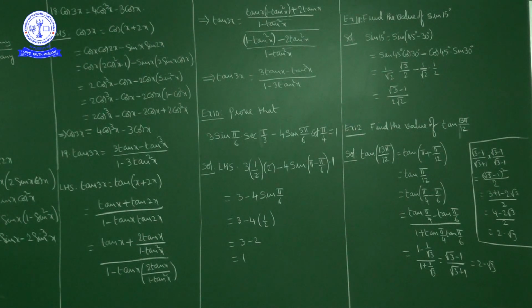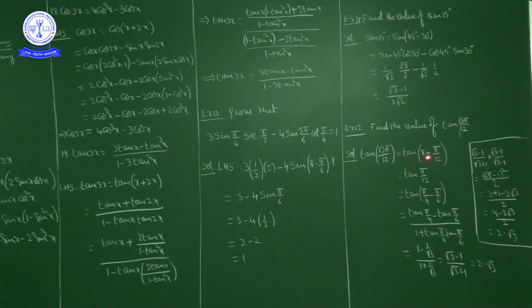Okay, my next example 12. Find the value of tan 13 pi by 12. Tan 13 pi by 12, I'll write like this: tan pi plus pi by 12.